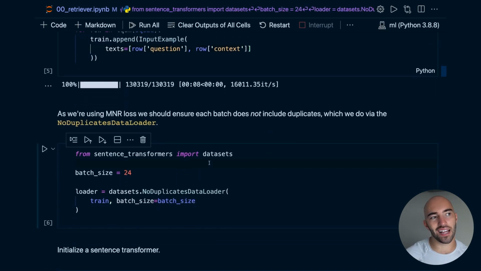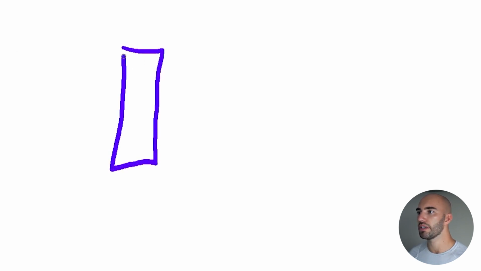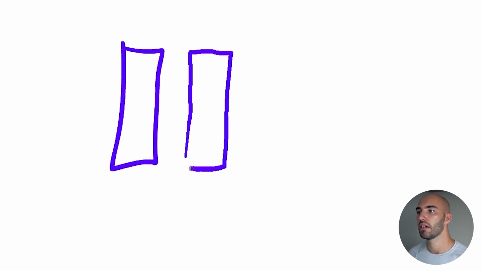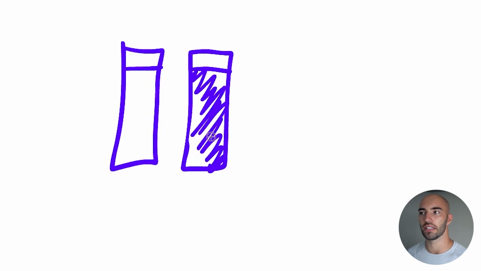Now, also, because we're using that type of loss, MNR loss, we need to make sure that each batch does not include duplicates. Now, the reason for this is when we train with MNR loss, we're going to be training in batches. And the model is going to be looking at pairs like this, and it's going to take the question and say, okay, for that question, this context here needs to be the most similar, and all of these contexts need to be as dissimilar as possible.